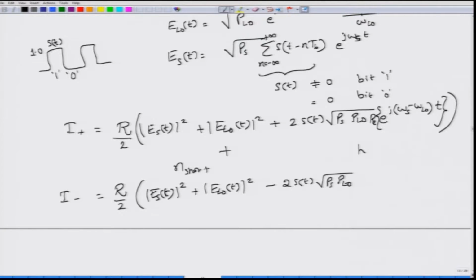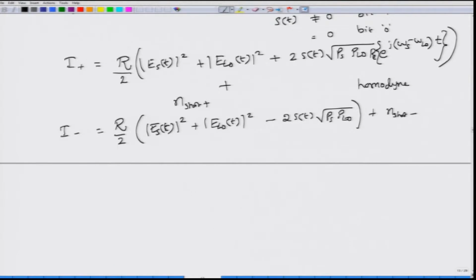Such a scheme is in fact called homodyne. Okay. It is a slightly older terminology. Homodyne means that the transmitter frequency is exactly equal to the local oscillator frequency. If it was not equal, then such a scheme would have been called a heterodyne detection scheme. So you have minus 2 S of t square root Ps PLO coming for I minus, then the exponential is equal to 0. So the exponential of j0 is 1 and the real part of 1 is just 1. So I am going to close the bracket over here. Of course I cannot forget the shot noise that exists, and we can write this as shot noise minus.